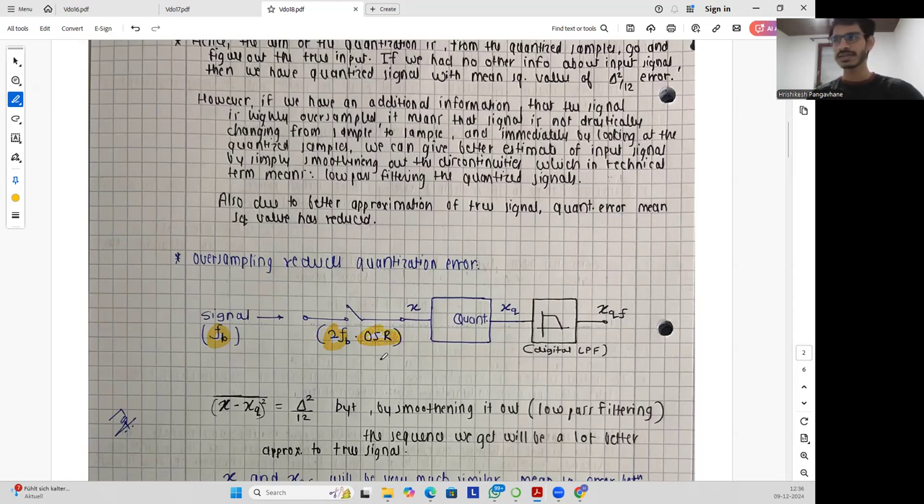So Fs is nothing but 2 FB times OSR. This is simple mathematics. If the input is FB, and the sampling rate is Fs, then Fs is nothing but 2 FB times the oversampling ratio. So the oversampling ratio is nothing but Fs divided by the Nyquist rate. So basically, we are sampling at 2 FB times OSR. This is our sampling rate. And after doing oversampling, we do the quantization. So at the quantization output, we have the quantized output.